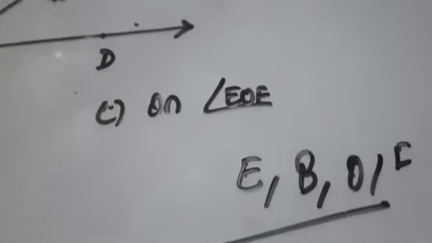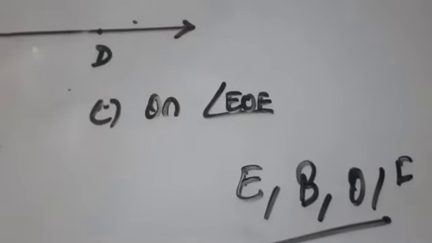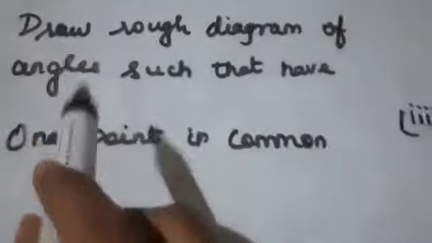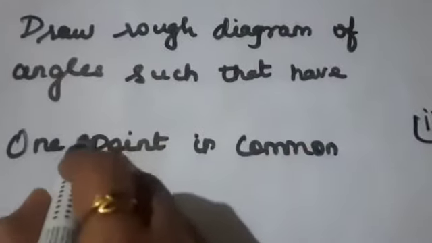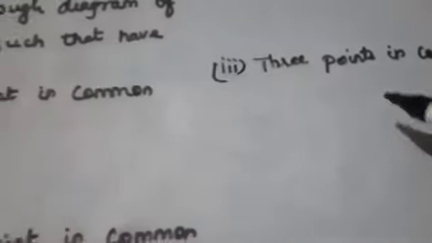E, B, O, F are the 4 points on the angle EOF. Now let's solve the third problem. Third problem: draw a rough diagram of two angles such that they satisfy the conditions given.